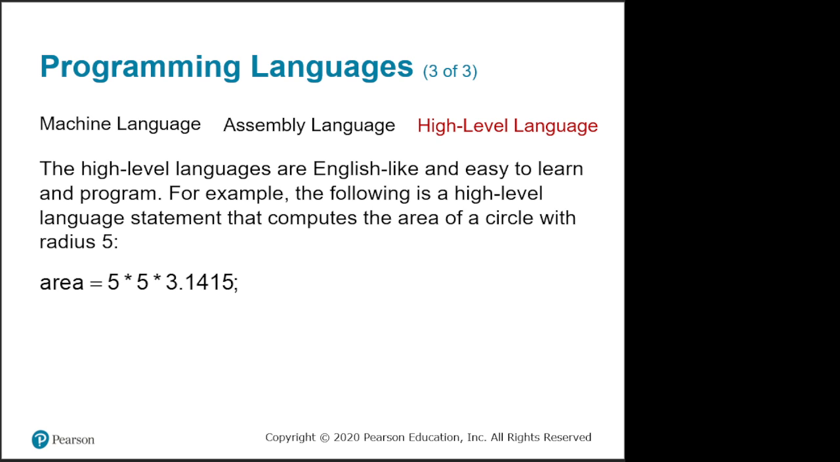Outside of assembly language, there are high-level languages, and high-level languages are more English-like. In fact, this example that we're seeing here, area equals 5 times 5 times 3.1415, is how you find the area of a circle of radius 5. We get the radius squared, 5 times 5, times pi. More human readable. To execute this, we have to do something with the human readable part to turn it into machine language.